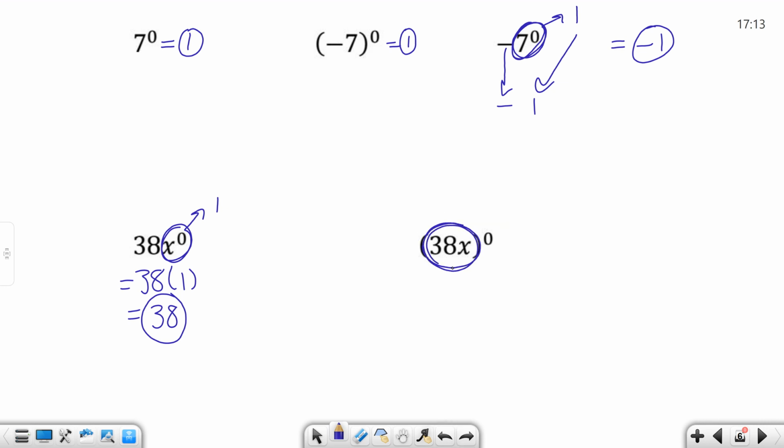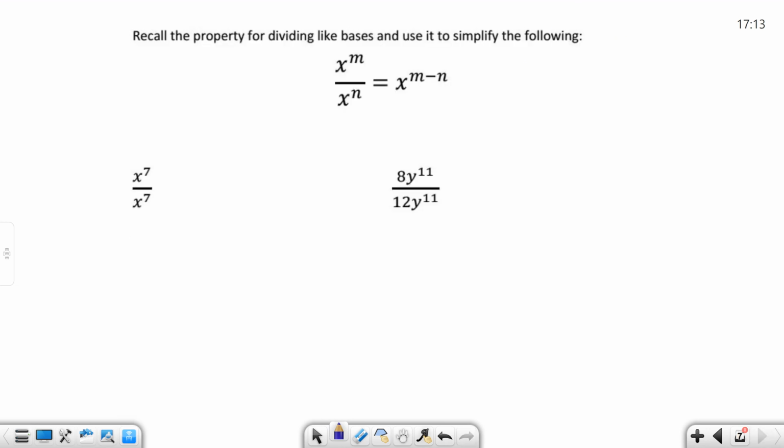All of this is in parentheses, so then the 0 power is applied to all of it, so the answer is simply 1. Do you see the difference between these two right here? Right? There's a difference. The one on the left, the 38, is not in parentheses, so you do the x to the 0 first, and then you multiply by 38. The one on the right, 38x, is in parentheses, so the whole thing is to the 0 power. That equals 1. All right, so let's look at some more of these.